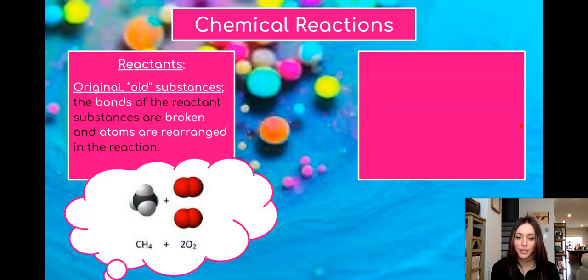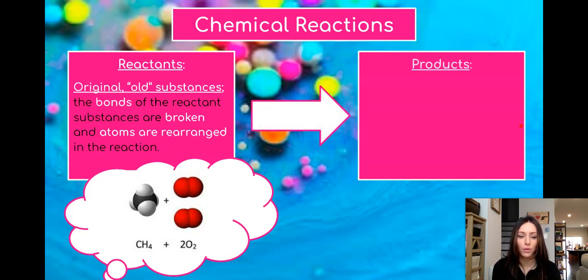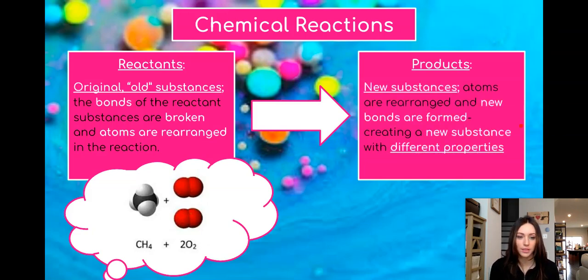Here's another example. In this reaction, we can see that we start off with a methane molecule, which is CH4, and two oxygen molecules, which are just O2. Over the course of the reaction, these reactants, again, will have their bonds broken, their atoms rearranged into what we call products. These are the new substances, or the substances that are produced in the reaction.